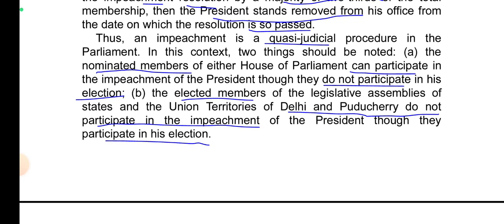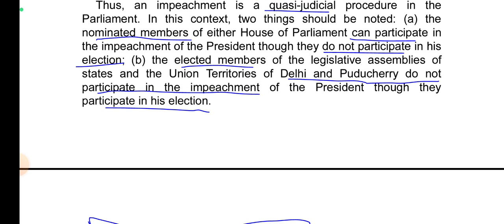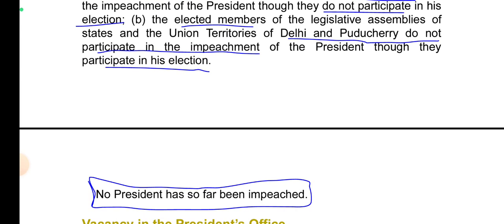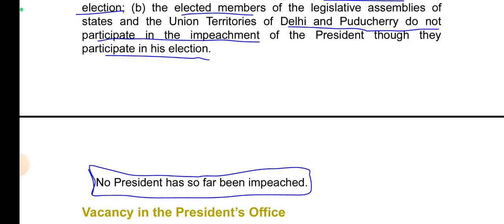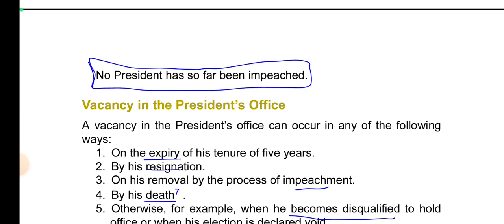An impeachment is a quasi-judicial procedure in the Parliament. In this context, two things should be noted. The nominated members of either House of Parliament can participate in the impeachment of the President, though they do not participate in his election. The elected members of the Legislative Assemblies of States and the Union Territories of Delhi and Puducherry do not participate in the impeachment of the President, though they participate in his election. So no president has so far been impeached.